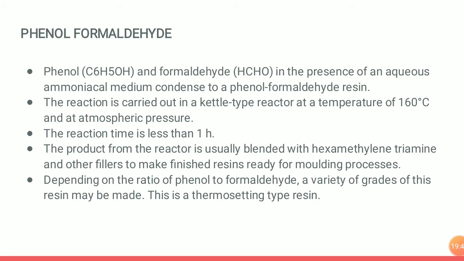Generally what happens here? Phenol and formaldehyde in an aqueous ammoniacal medium give phenol formaldehyde resin. The temperature is maintained around 160 degrees Celsius, and the reaction time is 1 hour. The product from the reactor is usually blended with hexamethylenetetramine and other fillers to make a finished resin ready for the molding process. Depending on the ratio of phenol to formaldehyde, a variety of grades of this resin may be made. This is a thermosetting type of resin.